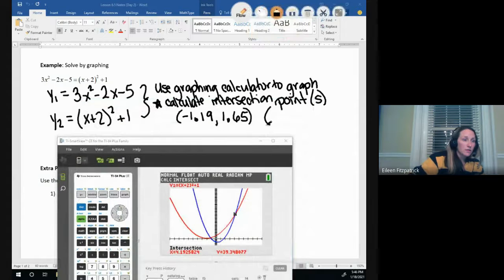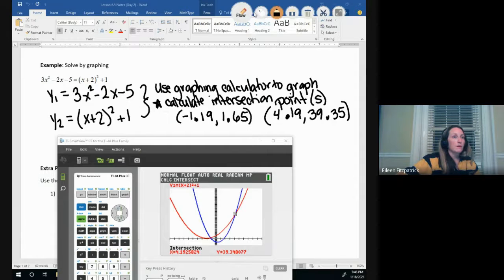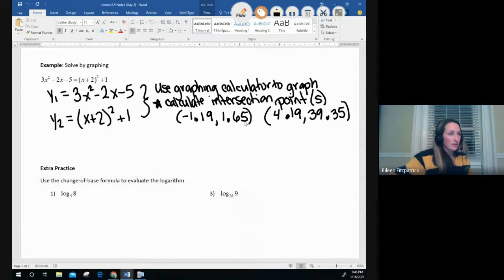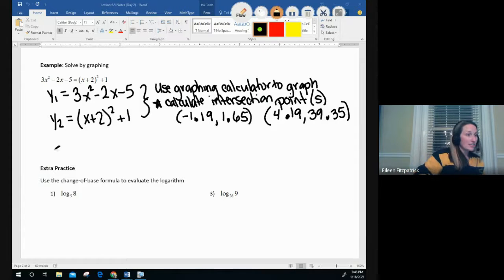The coordinate is 4.19 and 39.35. Okay. So I have the intersection points, but the answer for this problem is just the x values.